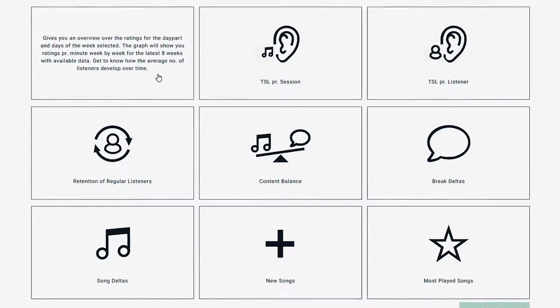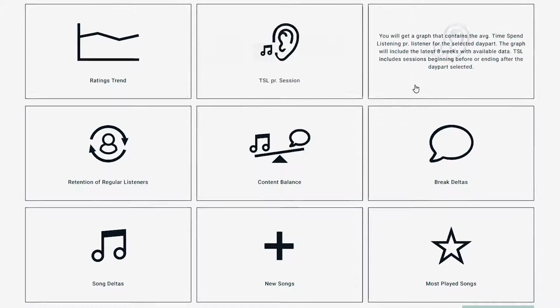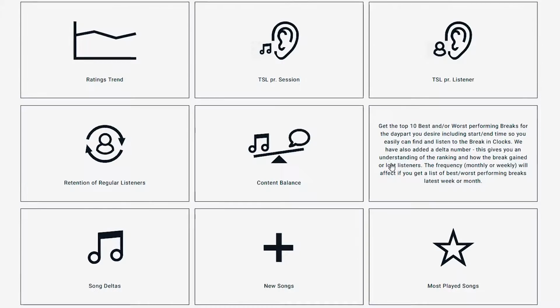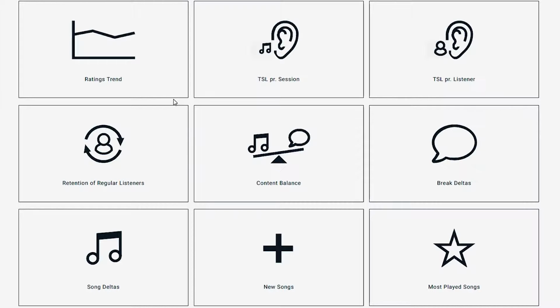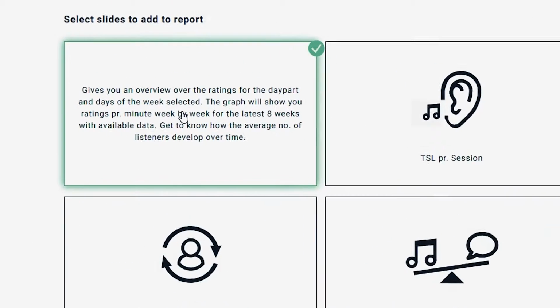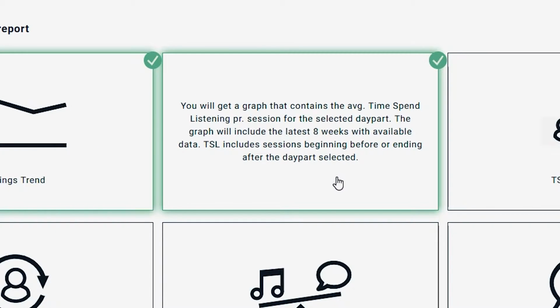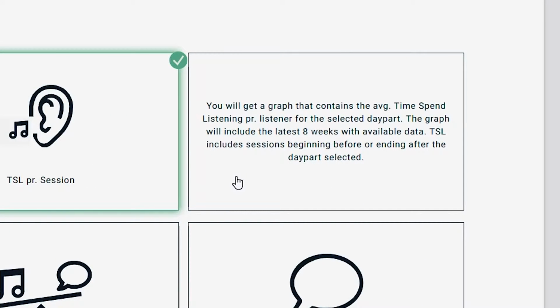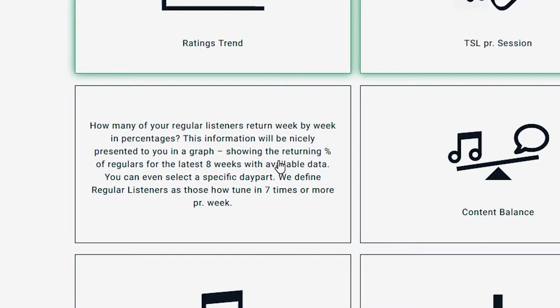So the ratings trend, an overview of the ratings for the daypart you've selected, the time spent listening per session, time spent listening per listener, the retention of regulars, the content balance, the break deltas. You have to decide what you think is relevant for the recipient you're setting up a report for. So let's say that we want the ratings trend because we want to know how many listeners we've got. We also want to know the TSL per session, how good are we at keeping the listeners over a duration of time. For this report, we don't care about the TSL per listener over a week, but we want to know about the retention of regulars. How good are we at keeping the regulars inside the shop? So let's keep that one in.